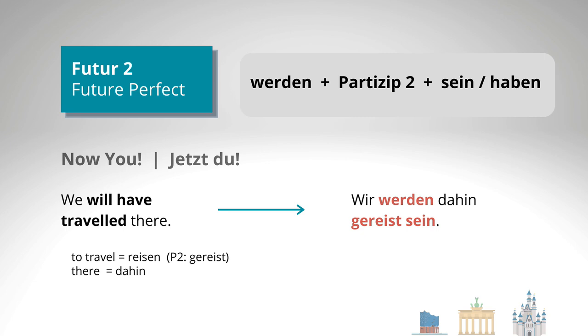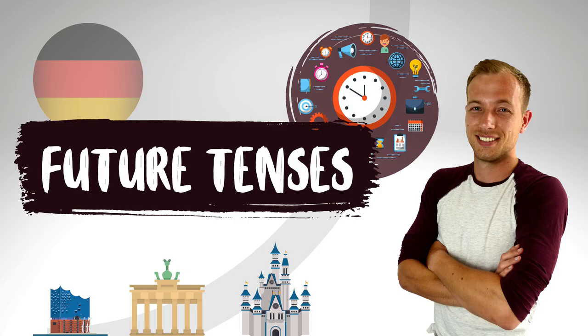Okay, that's everything you need to know about the Futur 2. In the following we'll have another exercise on the Futur 2, and after that we'll summarize both future tenses one more time. Bis gleich. See you soon.